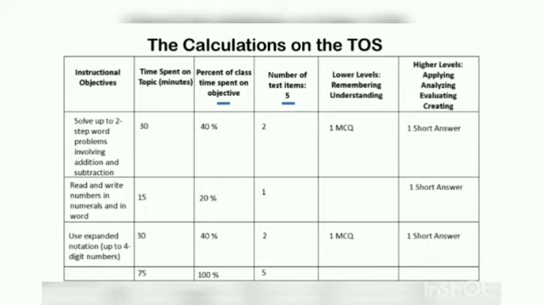At the end, we must ensure that the number of lower level items and the number of higher level items gives a total of 5. So we have 2 lower level items and 3 higher level items, and 2 plus 3 gives us 5. So yes, we have 5 items.